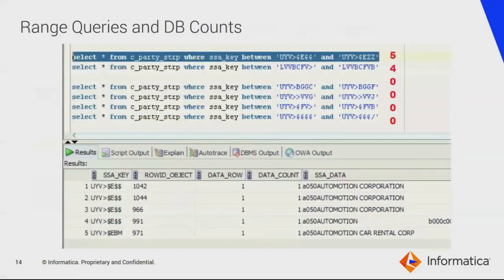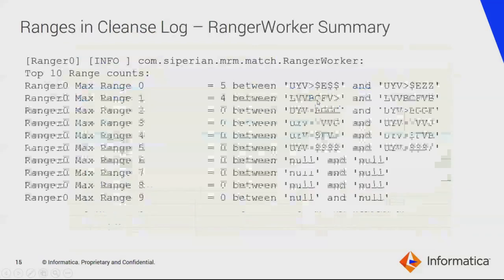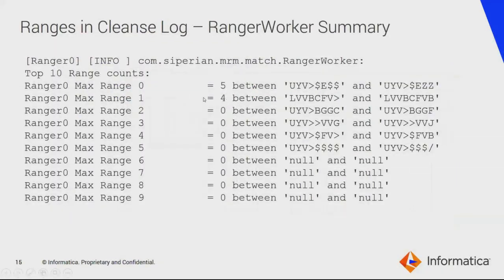So if we were to query our strip again and find the number of candidates for each of these ranges, this is what we would see. The numbers in red are the number of records in the strip with keys within the specific ranges shown. So 5 candidates, 4 candidates, and these other ranges don't bring back any candidates at all. And if we look in the cleanse log in our RangerWorker summary, here's where we show the same metrics again: 5, 4, 0, 0, 0. It's using the same metrics that you would get if you were to manually query the database itself.